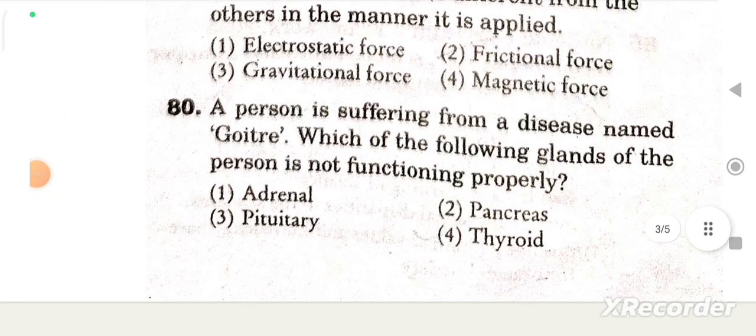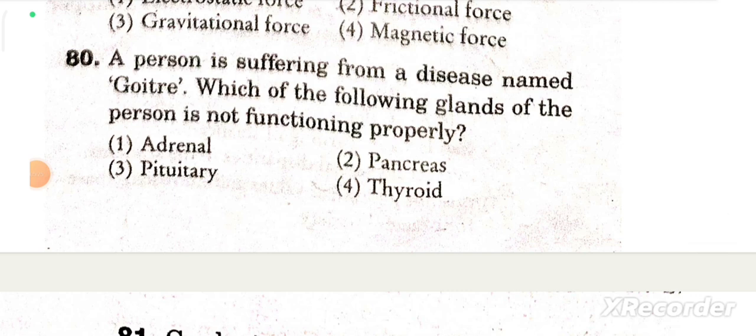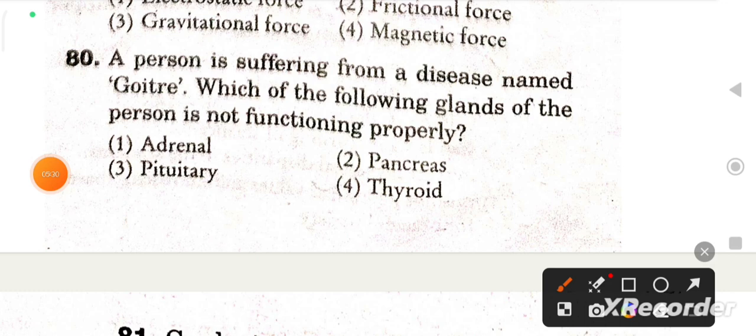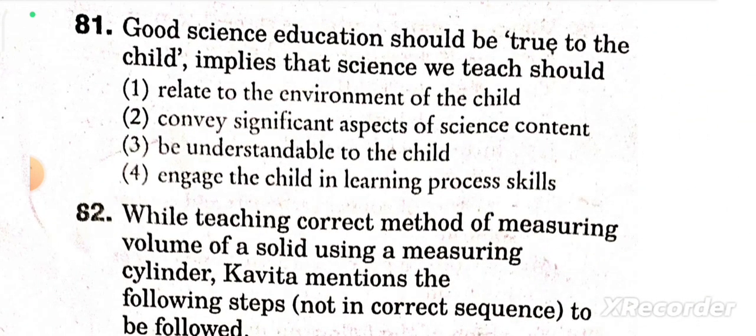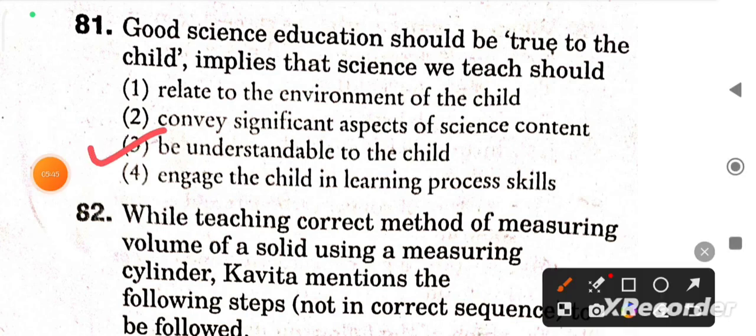Next question is, a person is suffering from a disease named goiter. Which of the following glands of the person is not functioning properly? So thyroid. Fourth one will be the correct option here. Next question is, good science education should be true to the child implies that science we teach should be understandable to the child. Third one will be the correct option.